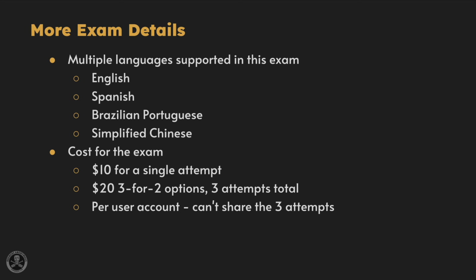I got the 3-for-2 option, and I passed on my first attempt. But with that, I don't feel like I wasted my money at all. I think paying that extra $10 really took a lot of pressure off my mind, whether I knew it or not, for passing the exam that first attempt. I should also note that this is 3 attempts per user account. You can't get 3 people in on it, pay $20 and spread it out against 3 different accounts. It will only apply to the one account that purchases that 3-for-2 option.